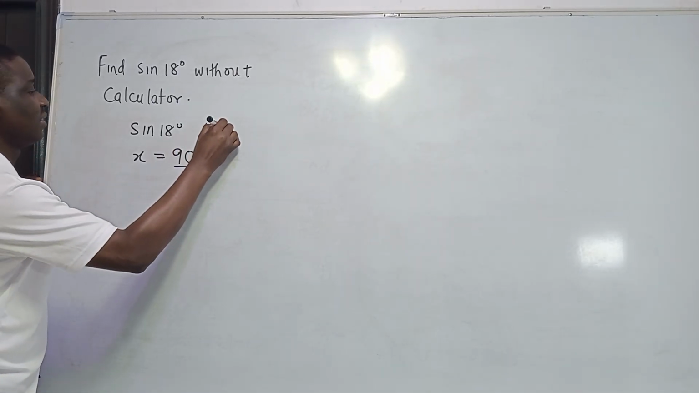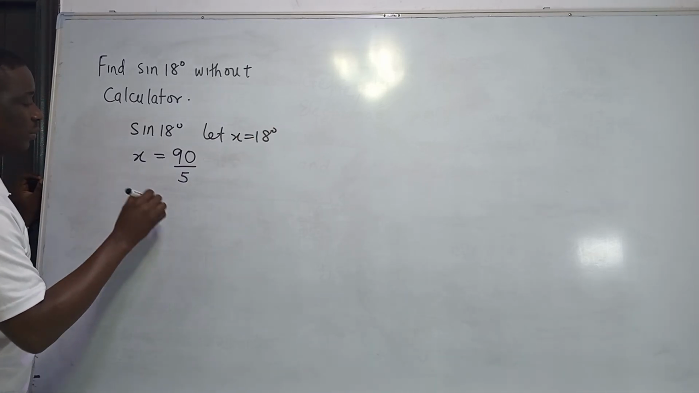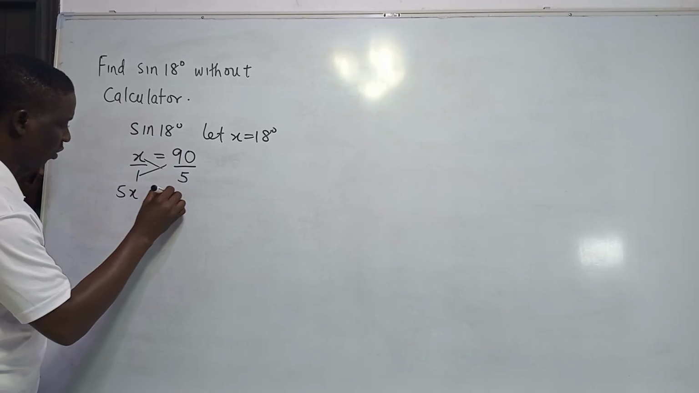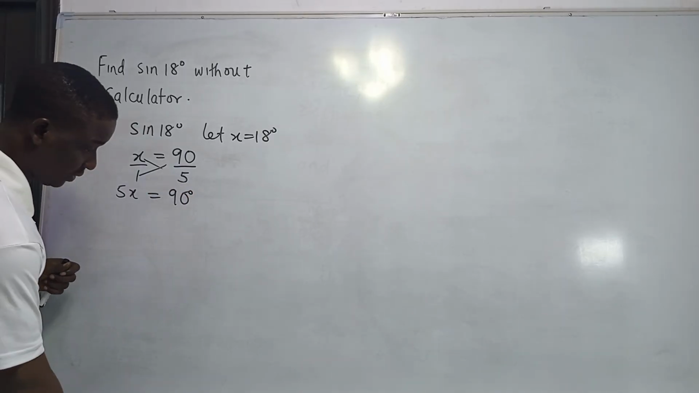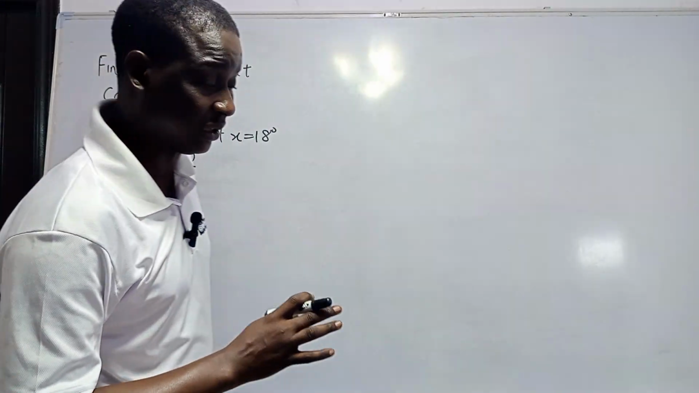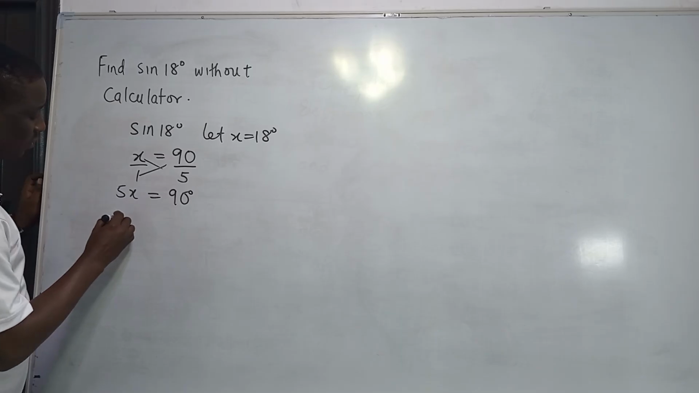Let x be equal to 18 degrees. So we cross multiply. What do we have? 5x is equal to 90 degrees. Don't forget that our x is 18 degrees.